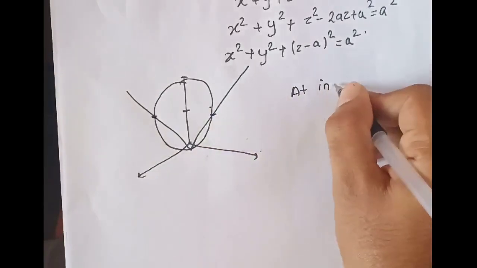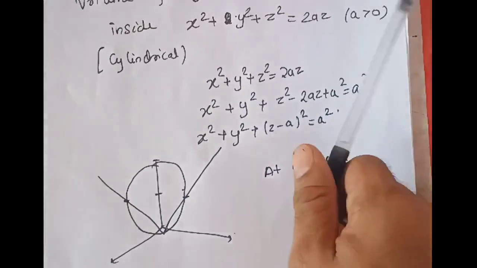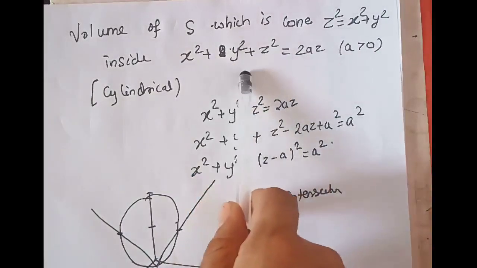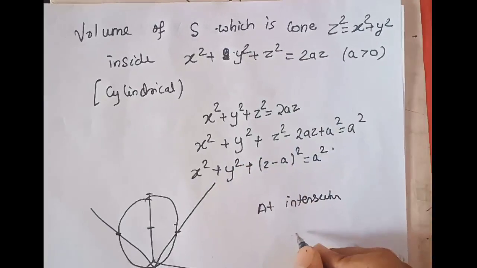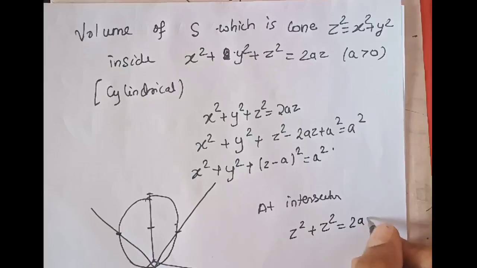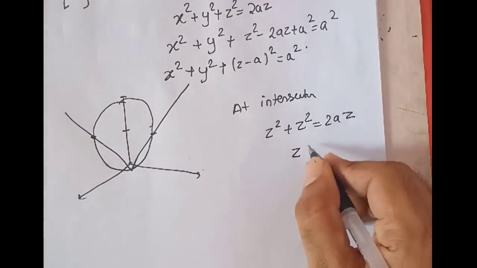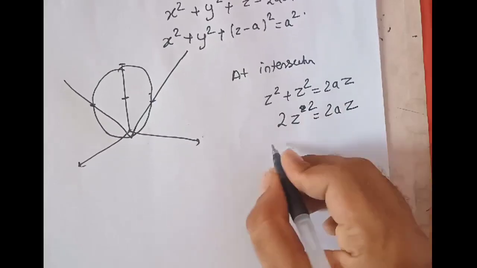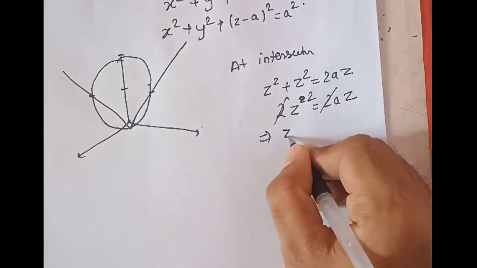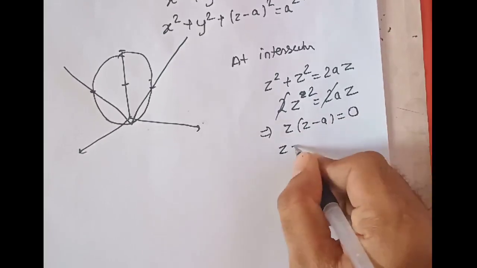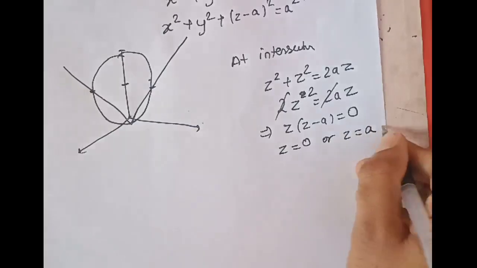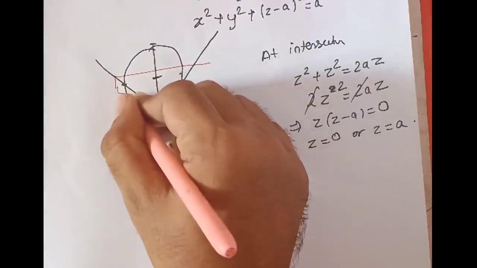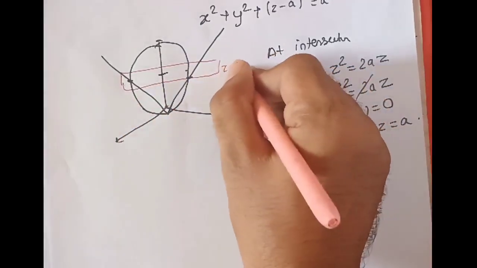So at intersection, we know that we have to equate these equations. So at intersection, I know x square plus y square is z square. So I'll just put it over here. So we will get z square plus z square equal to 2az. So 2z square is equal to 2az. So that means 2 gets cancelled, and z(z minus a) is 0. So the intersection is either at z equal to 0 or z equal to a. That means this is the plane. If we take where they intersect, the plane is z is equal to a.